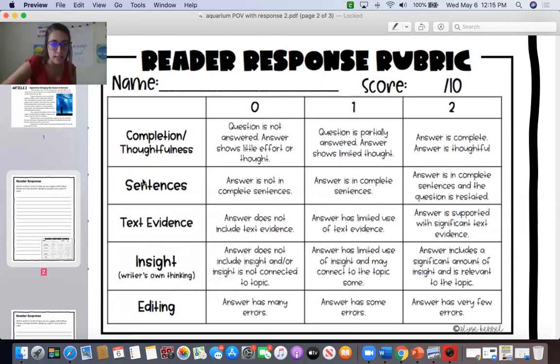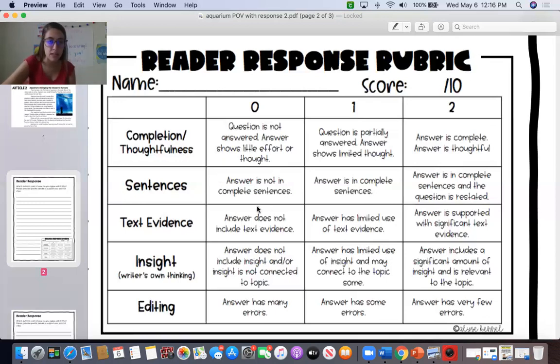Now let's look at our sentences. If your answer is not in complete sentences, 0 points. If your answer is in complete sentences, you get 1 point. And if your answer is in complete sentences and the question is restated, you get 2 points. Remember, when we talk about restating the question, it's I agree with Article 2 because you have to give me that complete thought. Text evidence, 0 points.